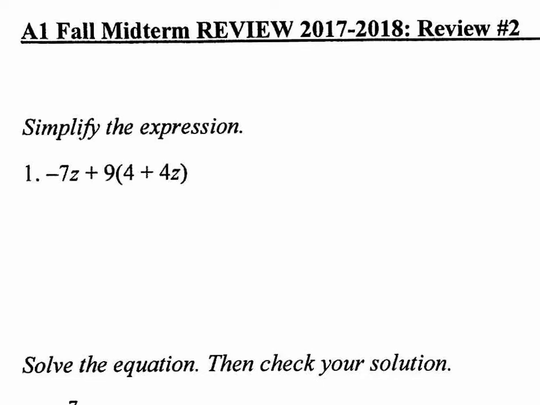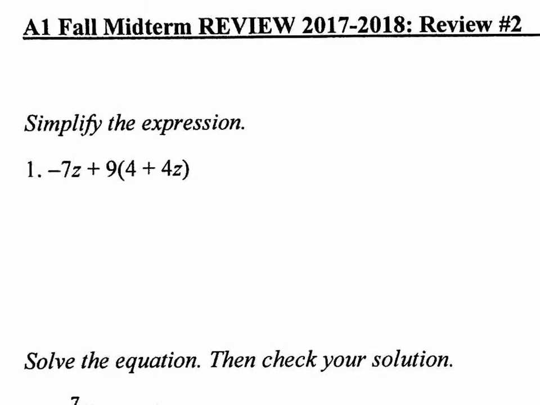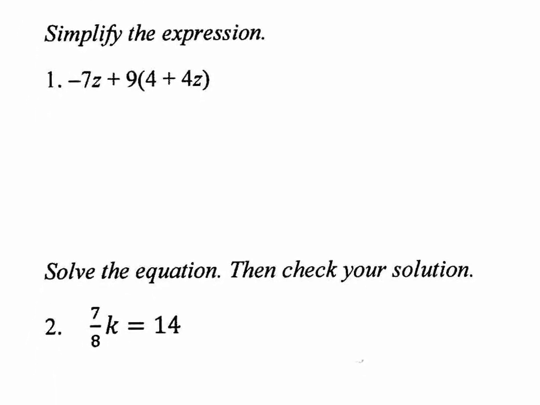This second review, we're only going to go 1 through 17, and the reason why we're stopping on 17 is because 18 through 25 are the same exact 18 through 25 on the first review. So we're only going to go 1 through 17 on this particular review number 2.